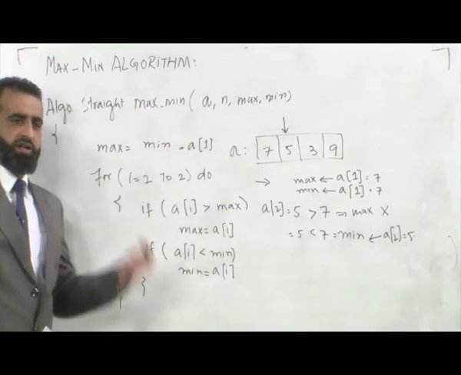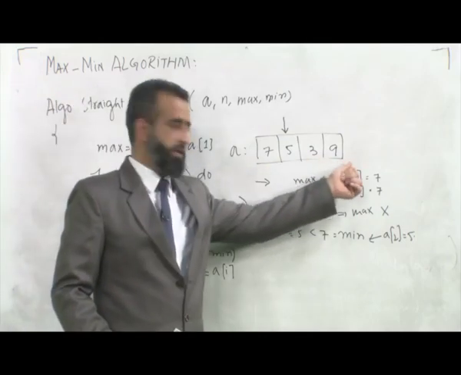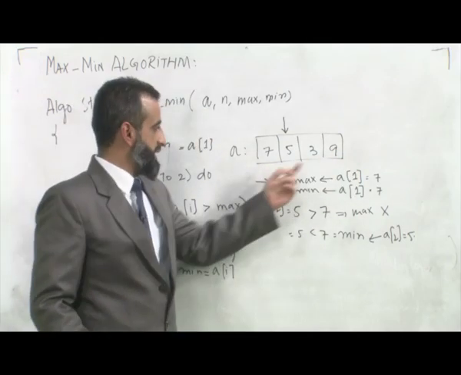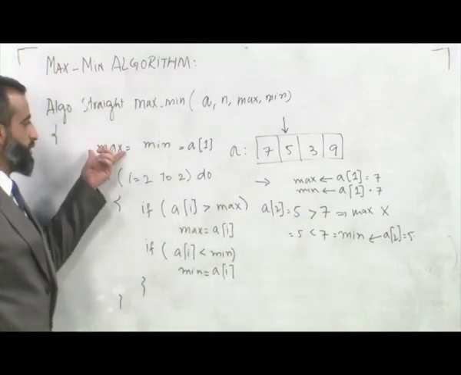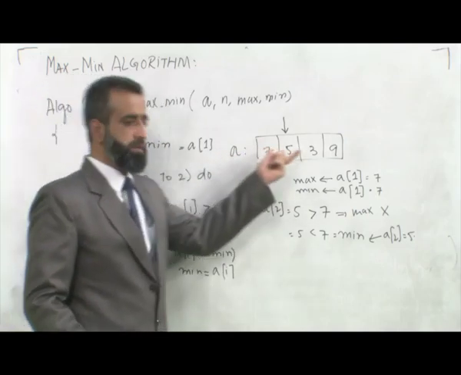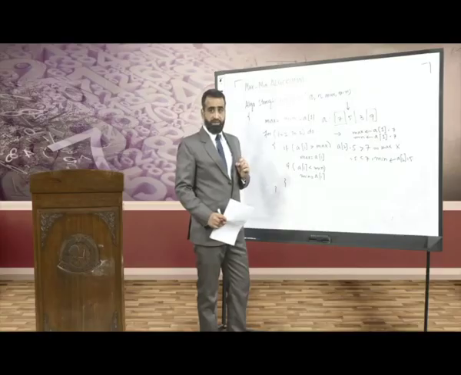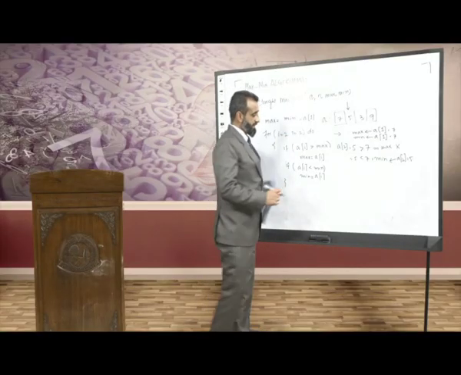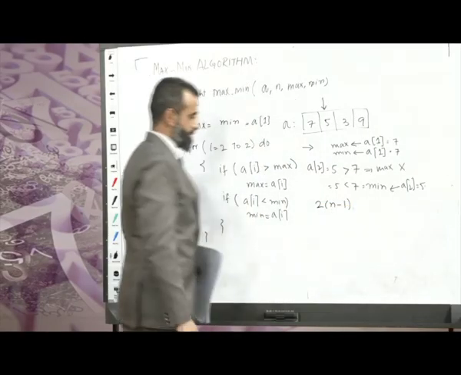Likewise, we will just iterate through all these possible values till we reach the end of this array. Once we reach the end of the array, we will exit the loop, and by that time the max will be holding the maximum possible value in the array, and the minimum will be holding the minimum possible value. Let's look at the number of comparisons that it's going to make. The total number of comparisons will be 2 into n minus 1. That will be the kind of complexity I'm talking about.